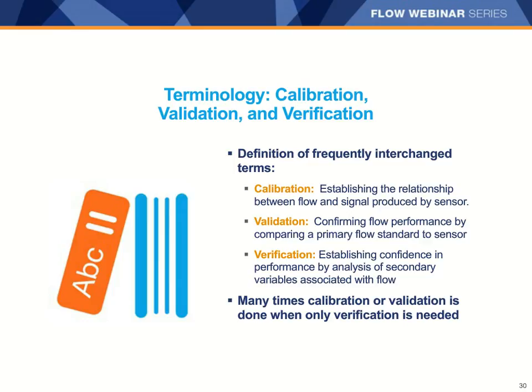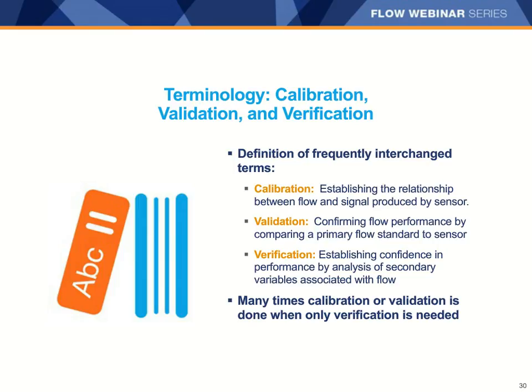This is akin to what you may already do with, say, an orifice plate, where you pull the orifice plate out and you inspect it and then put it back in. That inspection is akin to verification. However, with the Coriolis flow meter, you don't have to pull anything out and you don't have to disrupt your process, which is excellent.